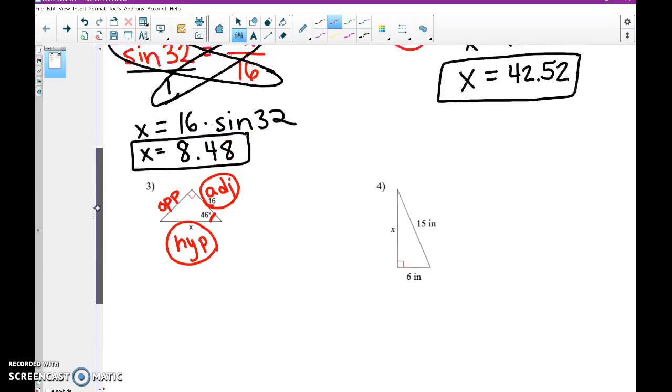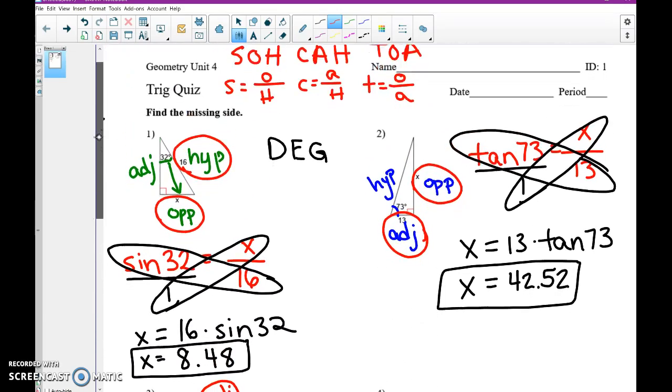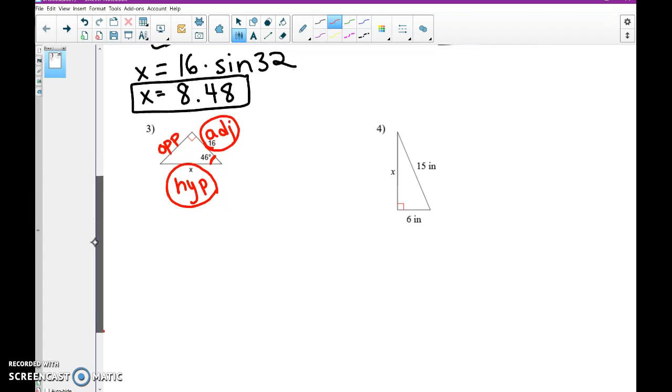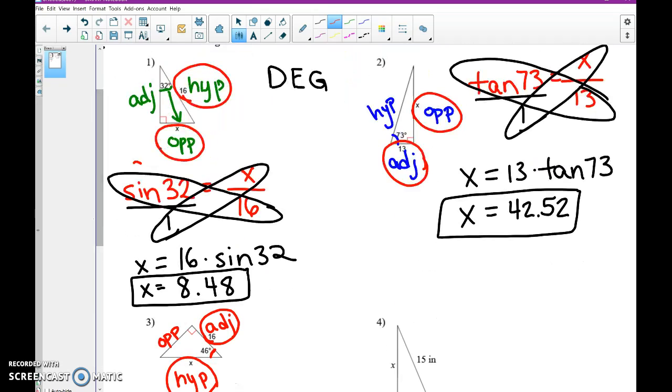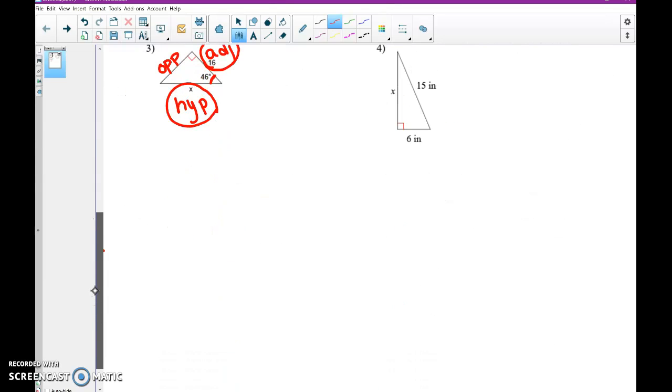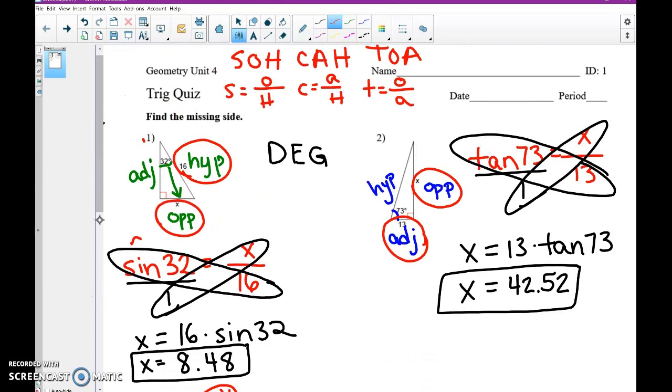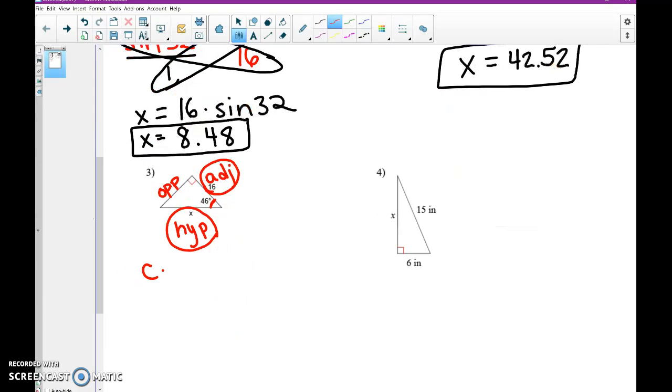Scroll back up to the top or look at the top of yours. SOHCAHTOA, adjacent, hypotenuse. The only one that uses adjacent and hypotenuse is this middle one. A and H means cosine is my trig function to use. Hopefully it stays scrolled down. There we go. Cosine. Put the angle next to it. Cosine 46. Now be careful. It is not always X on top. Remember, it's SOHCAHTOA, because cosine is adjacent over hypotenuse.